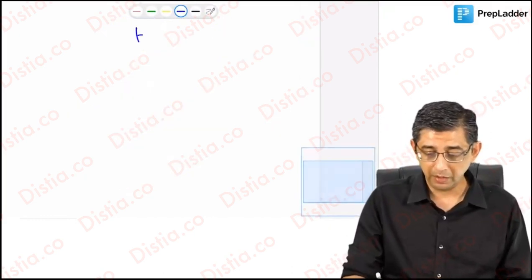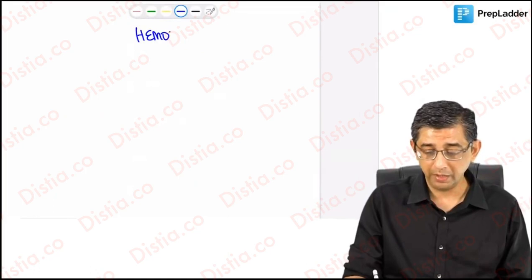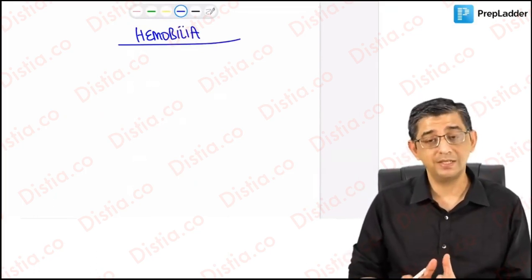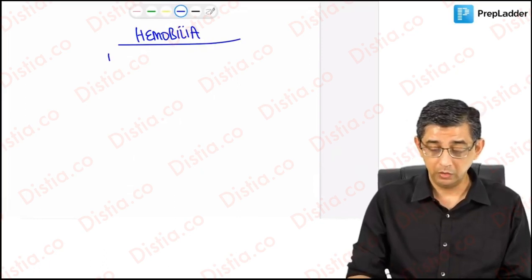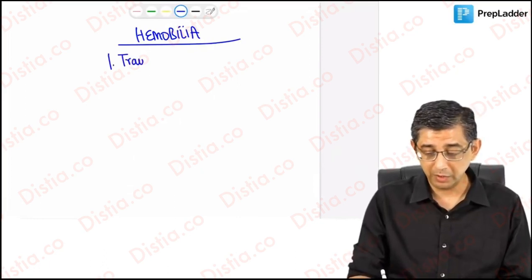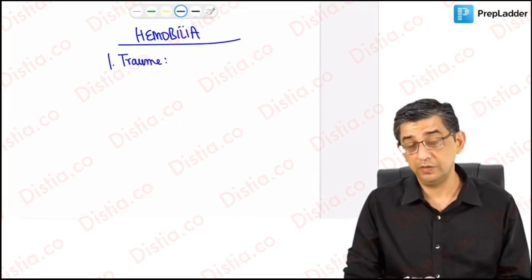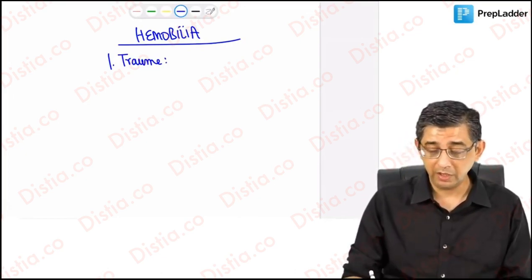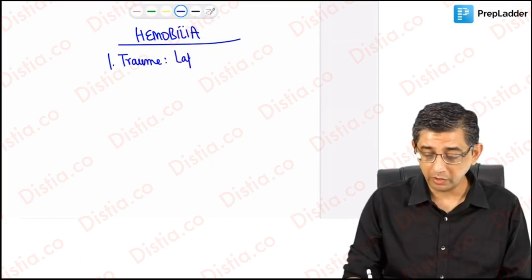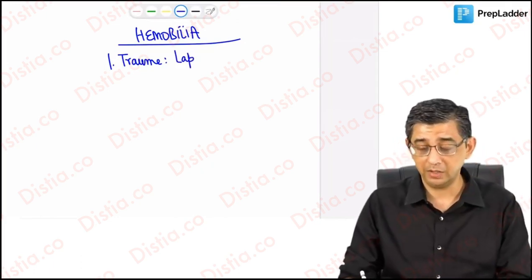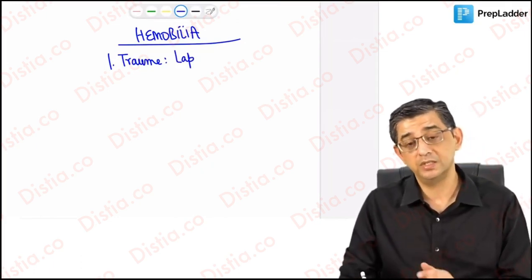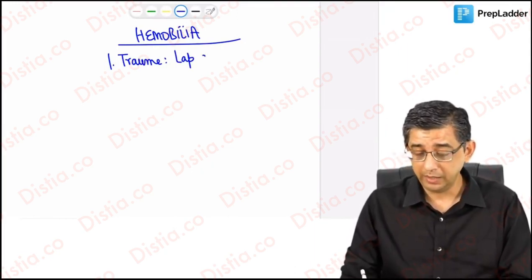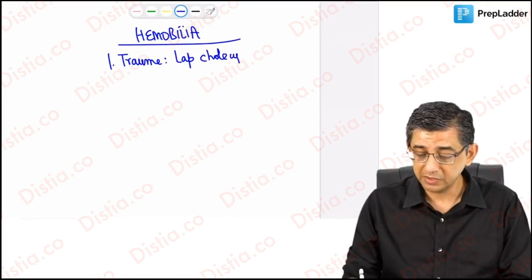So let's now take up hemobilia, that implies blood in the bile. While I'm writing it, question to you guys is, why is it happening? The most common cause for this would be answered by you as trauma. And if he asks what kind of trauma, then we're not talking about a road traffic accident. We are here talking about an iatrogenic trauma. Like, let me say I'm describing a rookie surgeon. This guy has just started practicing laparoscopic cholecystectomy right now, and he is not very well skilled in this.